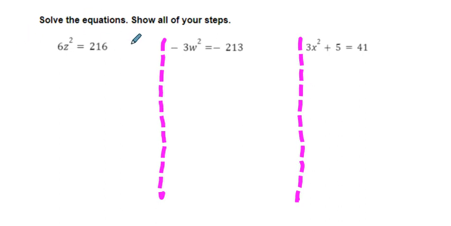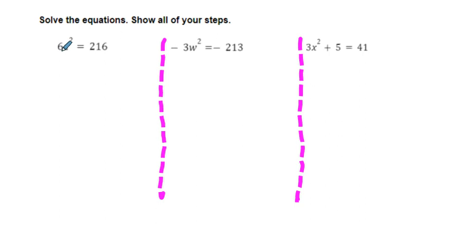6z squared equals 216. Now, the thing to know is when we are solving for a variable, we always do the same things. The first thing we always do is make sure that the variable is the only thing on its side of the equation, and we move stuff over. If you look at this one, there's nothing else to really move over. It's just 6z squared equals 216. Same thing with this one. This one, we would move that 5 over first, so we'll do that in a moment.